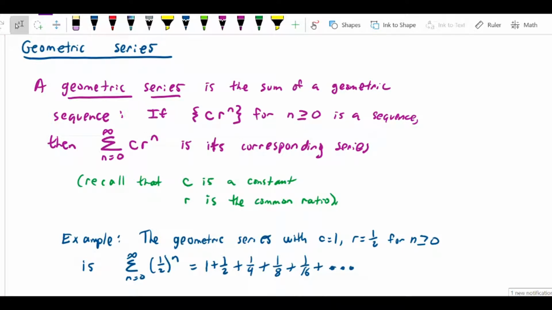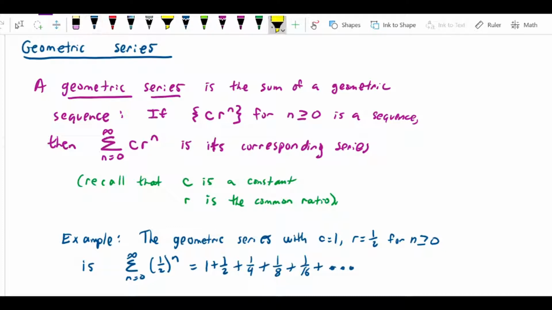So we come now to an important type of series called a geometric series. We've already seen what a geometric sequence is. A geometric sequence starts with a constant called c and a common ratio called r, and it simply has a general term defined by c r to the n, usually starting with n equals 0, but we could start it at any place. So if that's the case, then the sum from n equals 0 to infinity of c r to the n is its corresponding series.